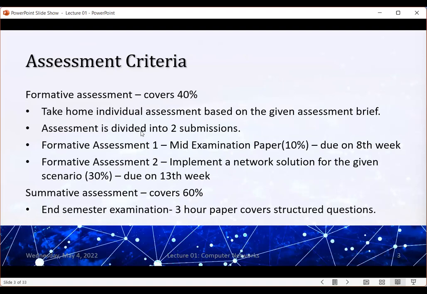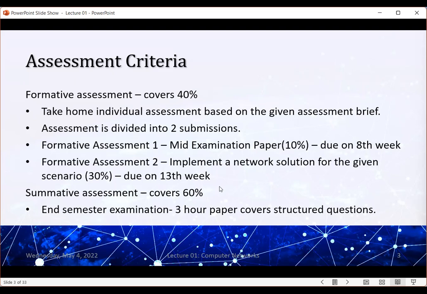This is the assessment criteria. It is divided into 2. The first one is formative assessment. That means you should complete the activities during the semester. Then you can complete 40% by completing the formative assessment. Under the formative assessment, there will be 2 assignment submissions. The first submission is the mid-examination paper, and it will be due in the 8th week. With that, you can complete 10% of the total module mark.